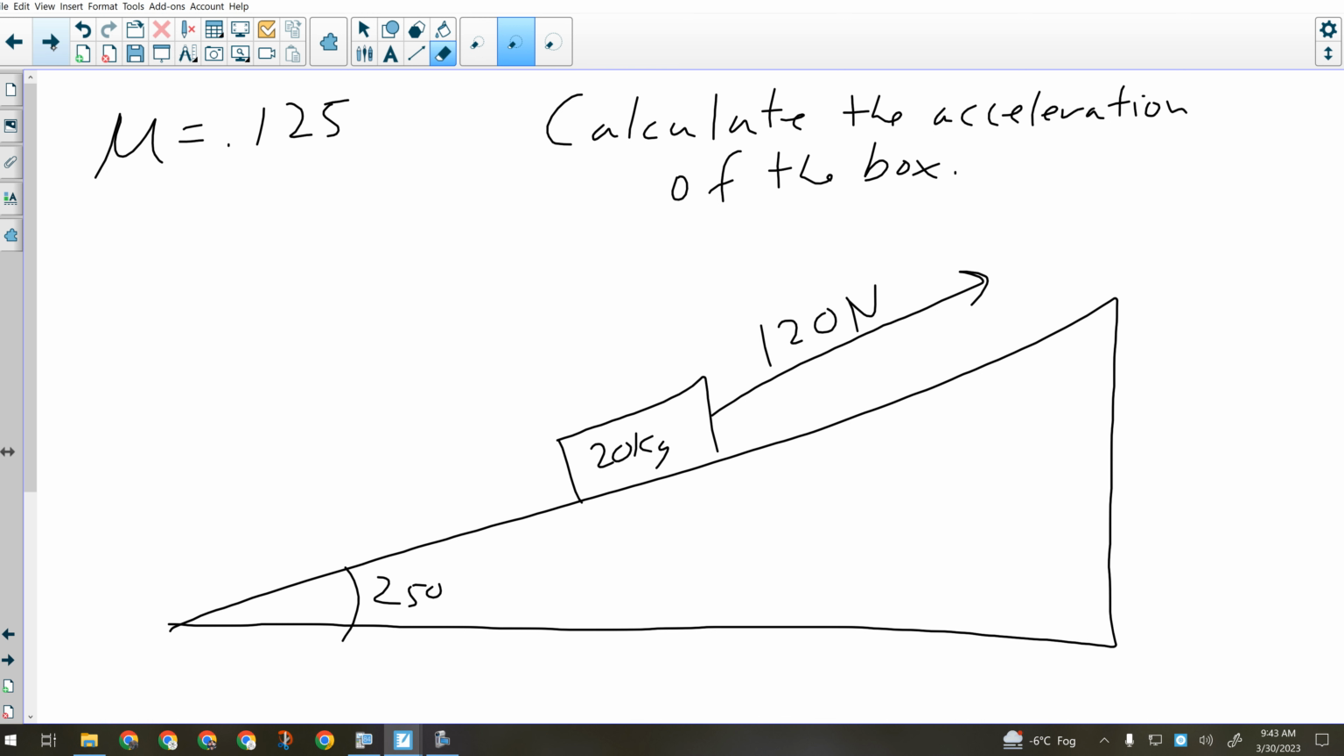I want to calculate the acceleration of the box. What two forces are acting down the ramp? Friction and parallel force. Right. So you're going to need both of those.